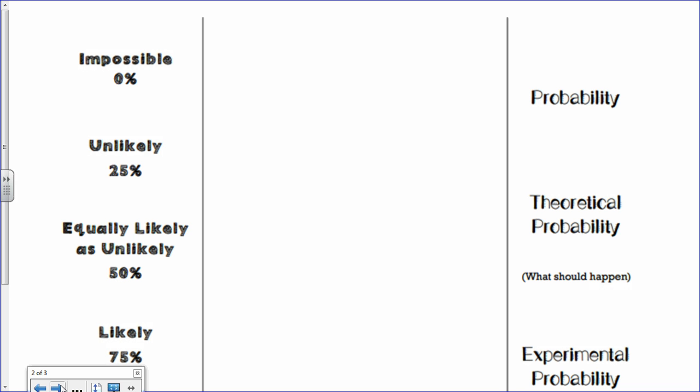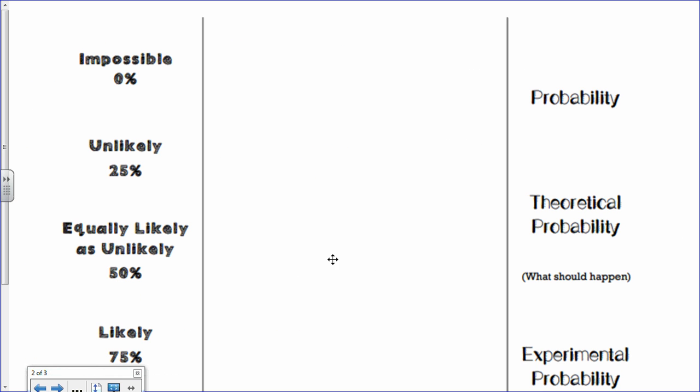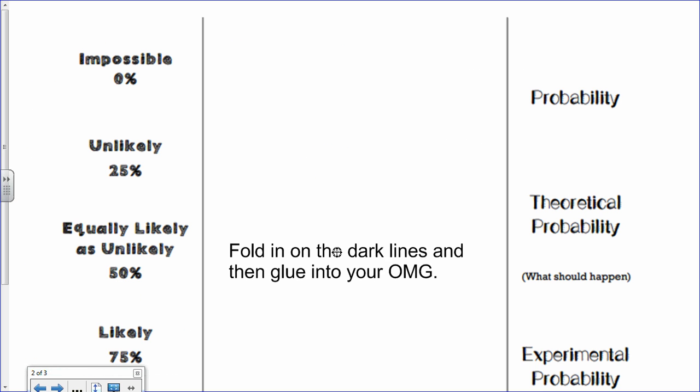words probability, theoretical probability, experimental probability, and impossible, unlikely, equally likely as unlikely, likely, and certain appear on the top of the foldable. Then, on the inside of the foldable, this will appear. This is the piece we're going to fill in with our notes. Once you've folded your foldable, you will then glue in the back of the foldable. So you will fold it on the dark lines and then glue this space into your OMG.